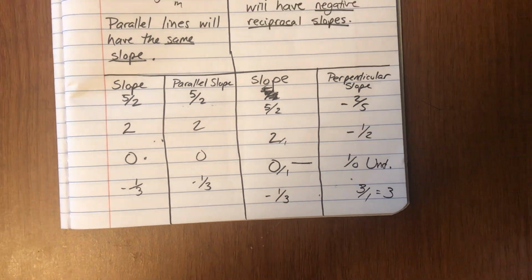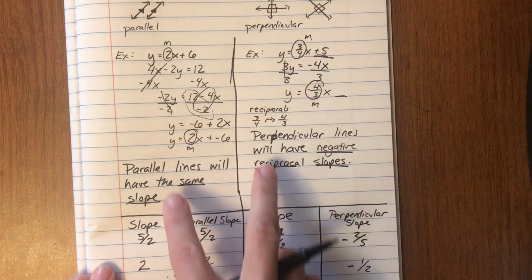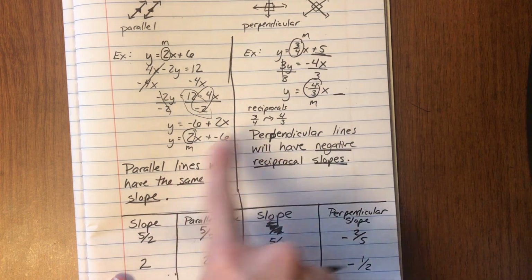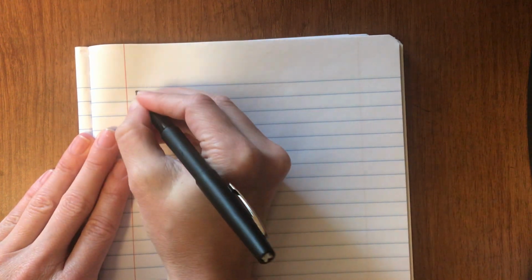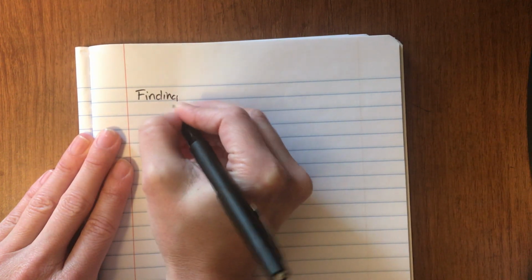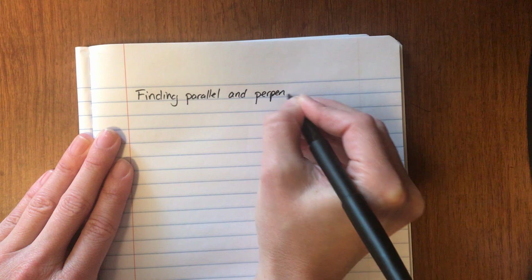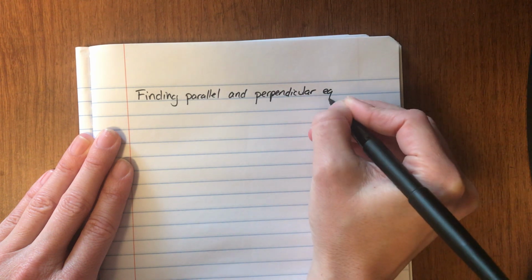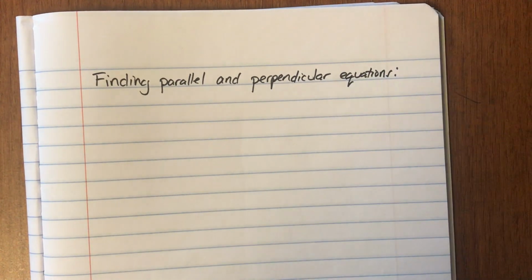All right, so those are the connections between the slopes of those lines. So that is one part of what you're going to need to know, these definitions right here about the slopes of parallel lines and perpendicular lines. Now, we're going to go to the next page because we are going to work some examples where you are going to have to find some new equations of some lines. So we're going to talk now about finding parallel and perpendicular equations. And we're just going to view a few examples of these. So finding parallel and perpendicular equations.